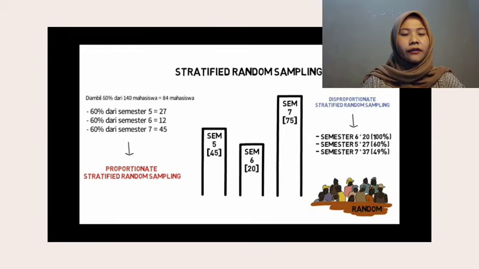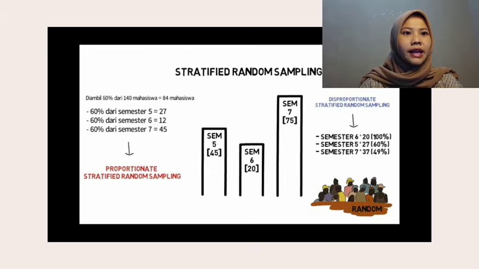Stratified random sampling, or strata random sampling, means that we will pay attention to the strata or levels in each member. The first way, the researcher determines how many will be taken from each semester level. For example, here 60% of 140 students will be taken.